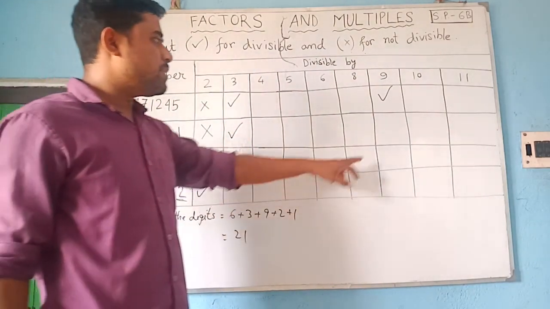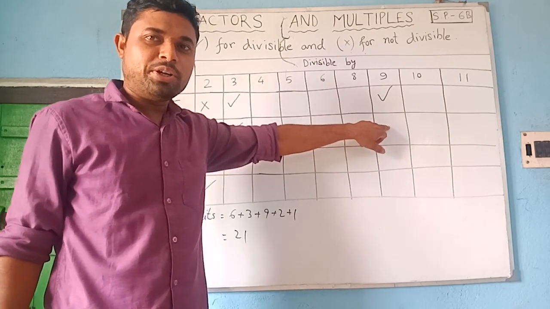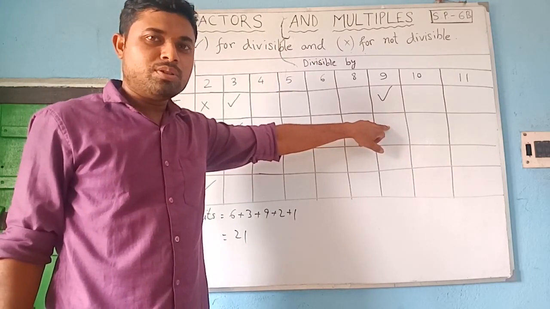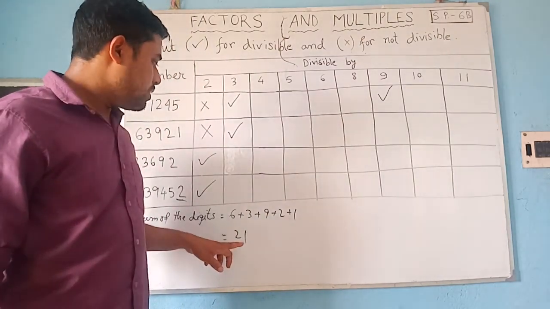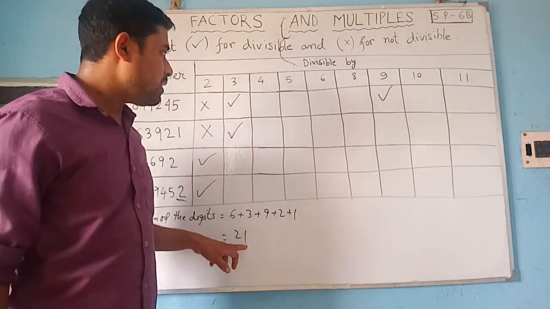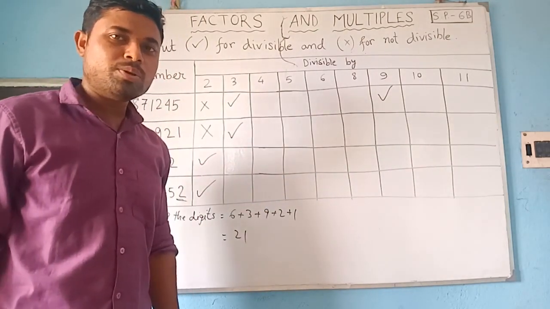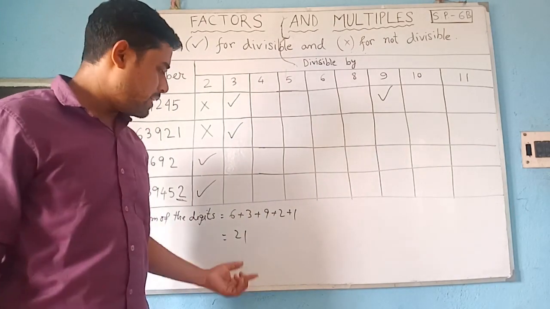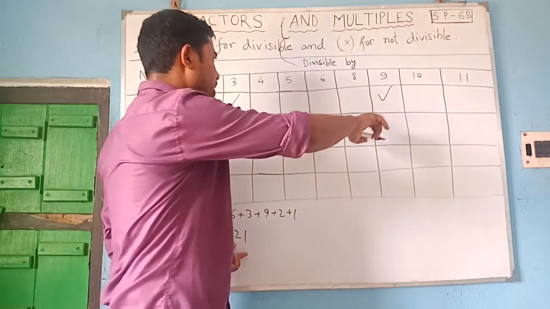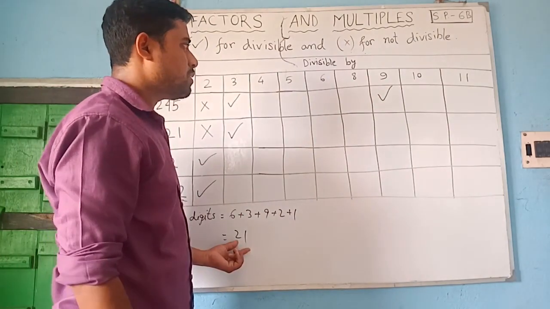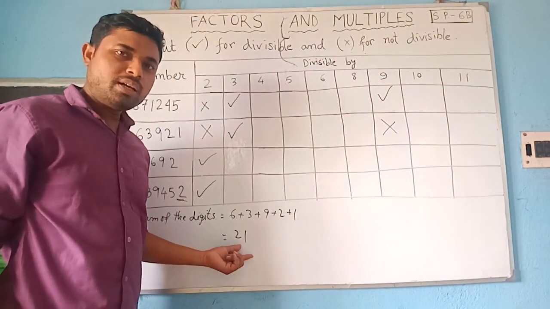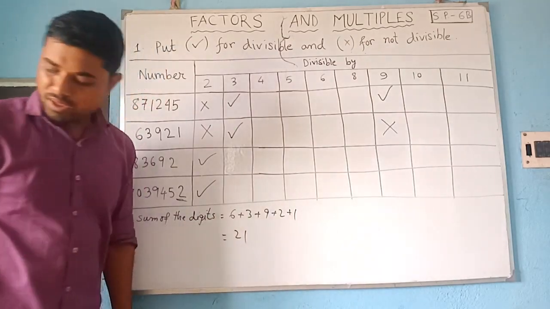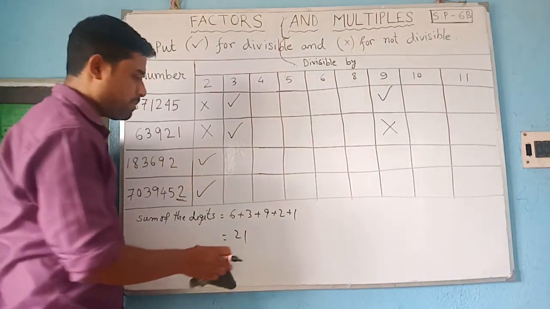Is 21 divisible by 9? Can you divide 21 by 9? You can divide, but there will be a remainder. You cannot divide 21 by 9 so that there is no remainder. There will be a remainder, which means you cannot divide. Then 21 is not divisible by 9. So put a cross. Is it clear? Put a cross. Next, come to the next number.